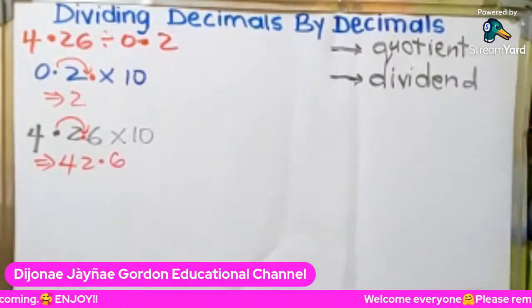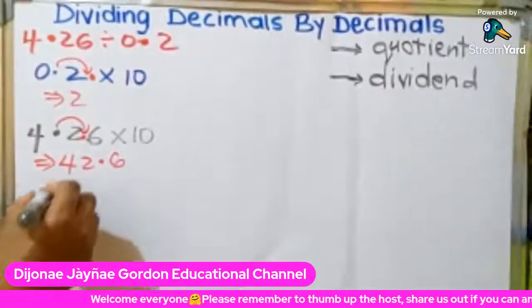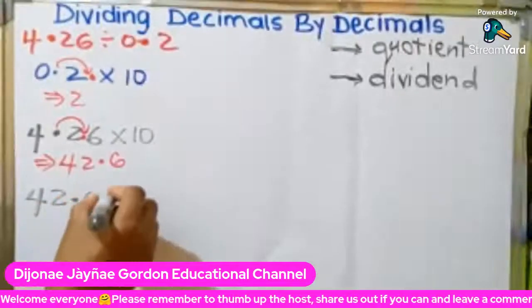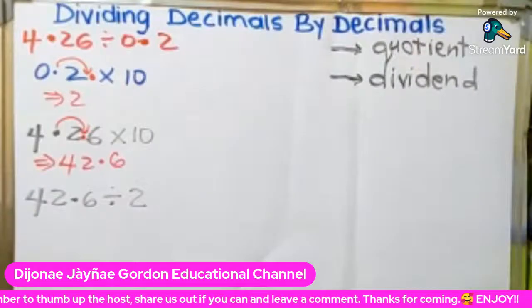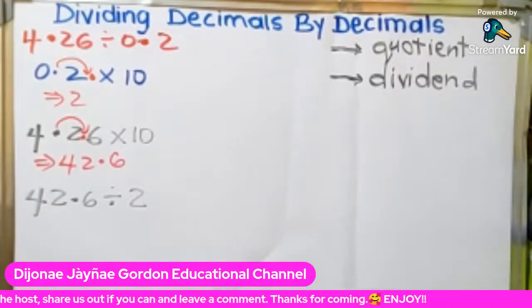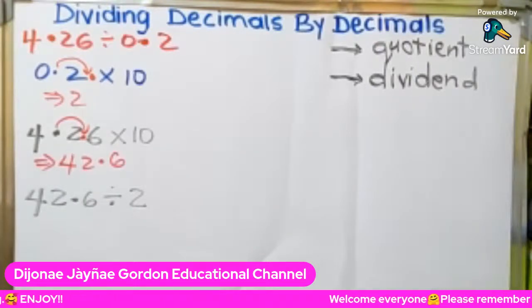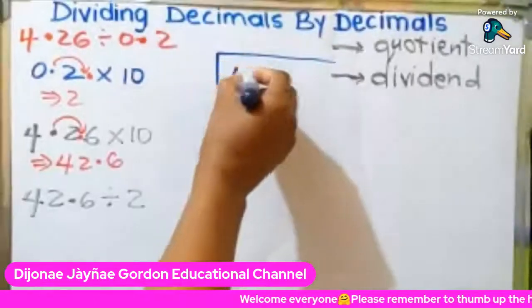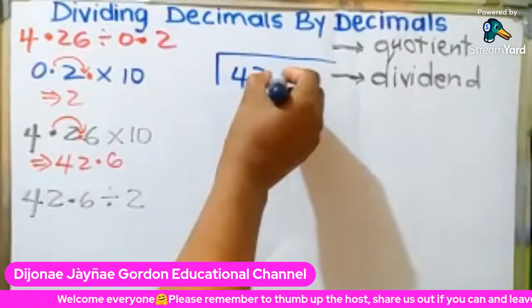So I am going to rewrite this problem so we know exactly what we are working with. And of course, that's 42.6 divided by 2. All right. So that's what we are working with. So let's go right ahead now and work this problem out. All right. So we're going to start first. So in this case, we have 42.6 and we're dividing by 2.